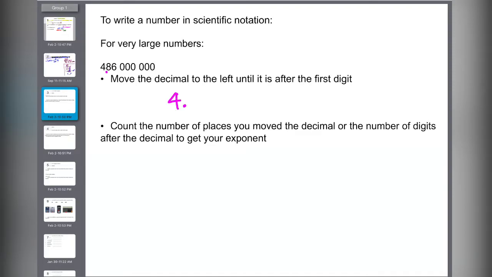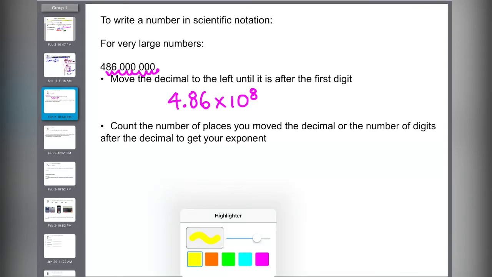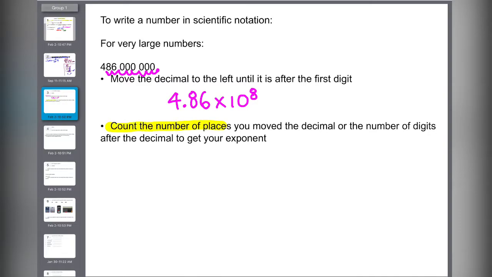So it's going to become 4.86. I'm going to put in the base times 10, and then I'm going to count how many times I need to move from the starting decimal place to the ending decimal places. So 1, 2, 3, 4, 5, 6, 7, 8, times 10 to the 8. All right, so the rules in here says count the number of places you need to move the decimal.